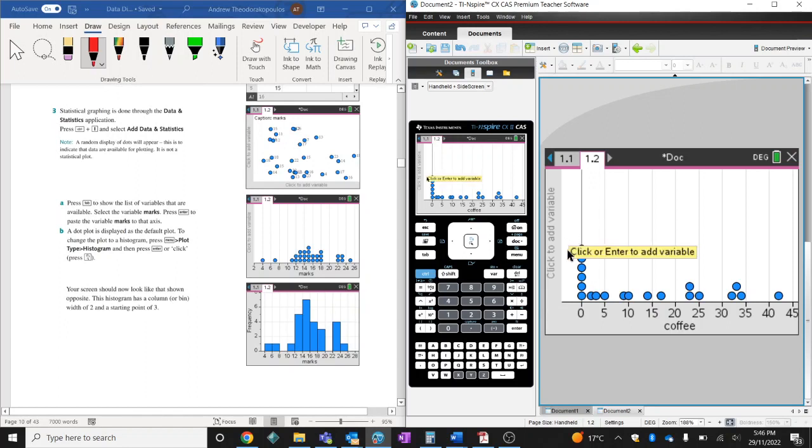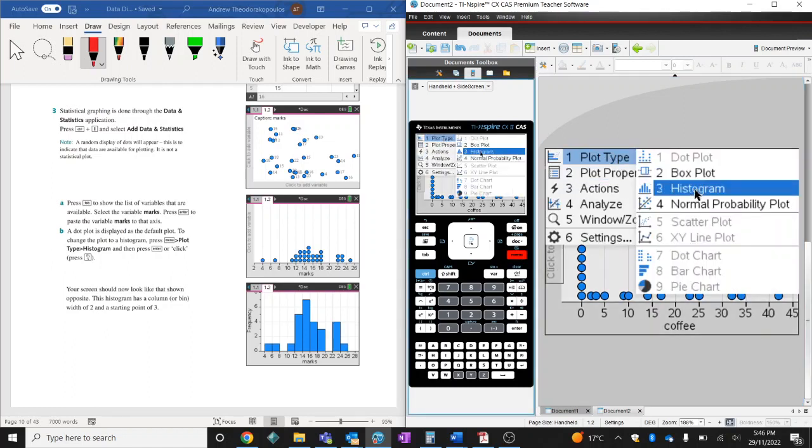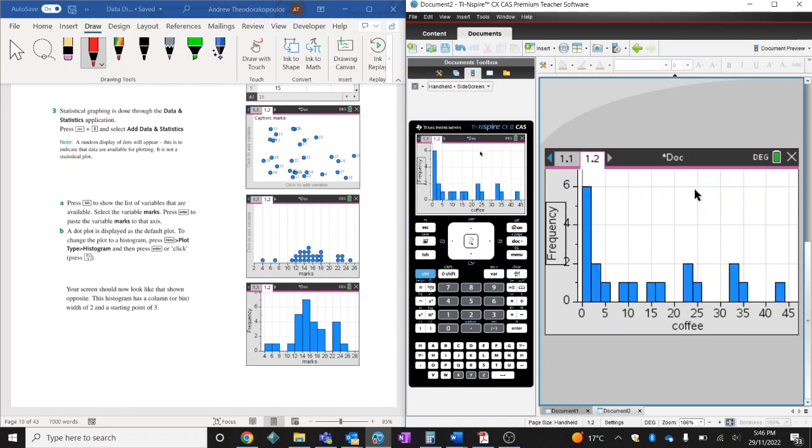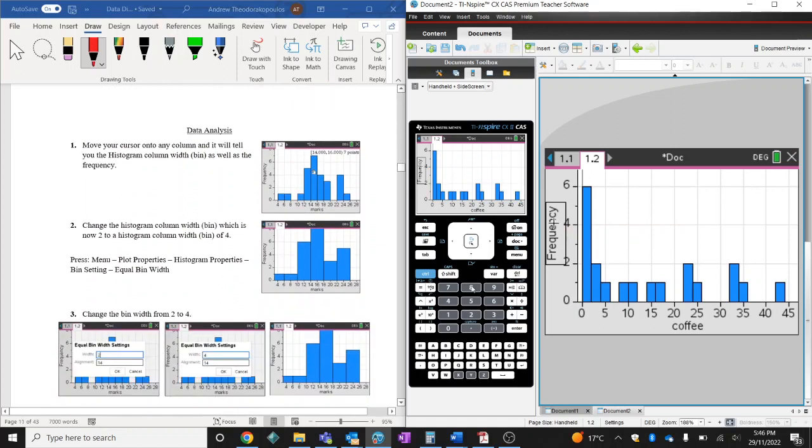Then because you want to make a histogram, you've nearly done all the work. Press menu, press plot type, then press histogram. That should get you a histogram that looks something like this. But because we want to maybe adjust this, maybe we want to adjust the intervals. Here we have intervals of 5. I don't think I really like having an interval of 5. Maybe I want to have an interval of 10.